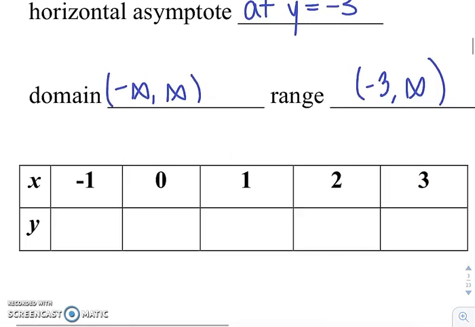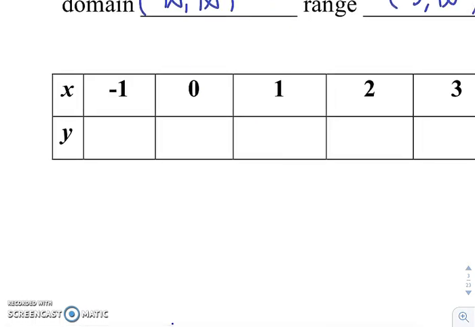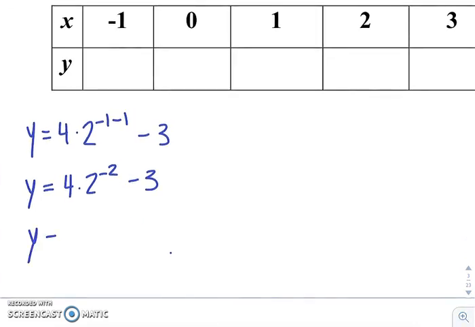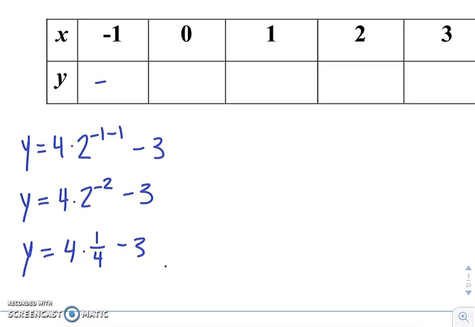So for the y-intercept, let's just do our table in order, actually. So let's plug in negative 1 first. So y equals 4 times 2 to the power of negative 1 minus 1, minus 3. So order of operations, do your exponent first. So that would be 2 to the negative second. And again, our exponent rules tell us that that becomes 1 over 2 squared, which is 1/4. So 4 times a fourth is 1. 1 minus 3 is negative 2.